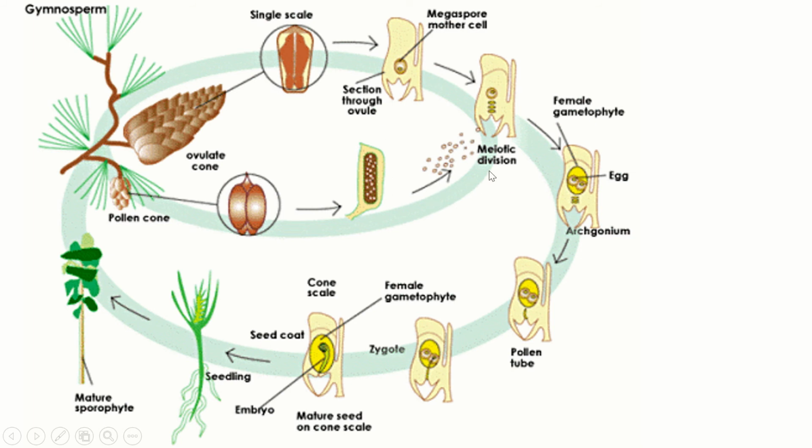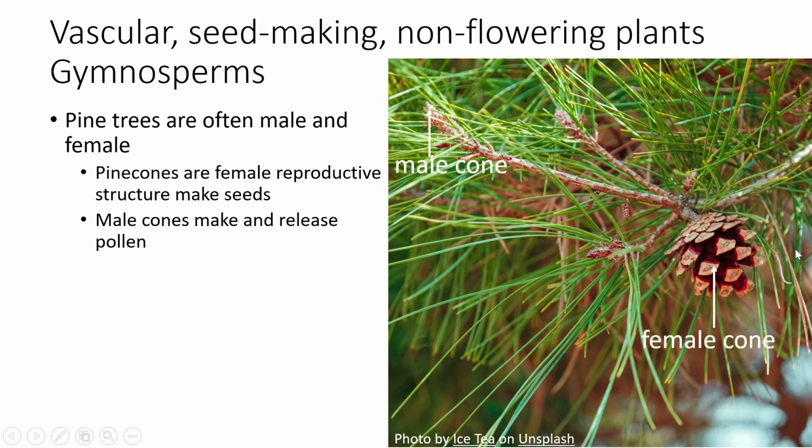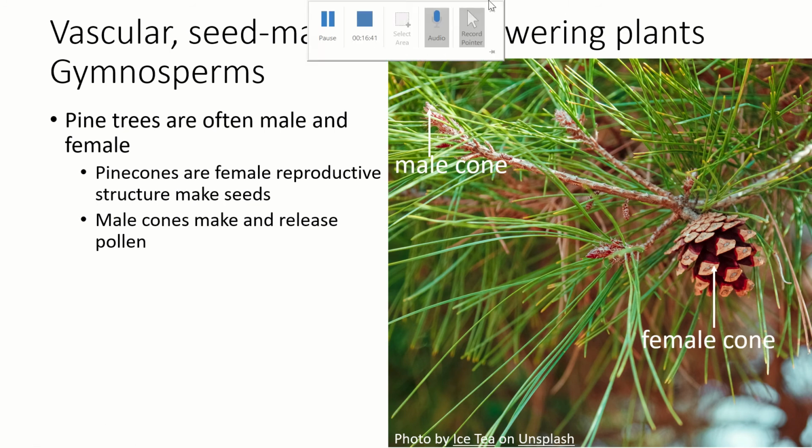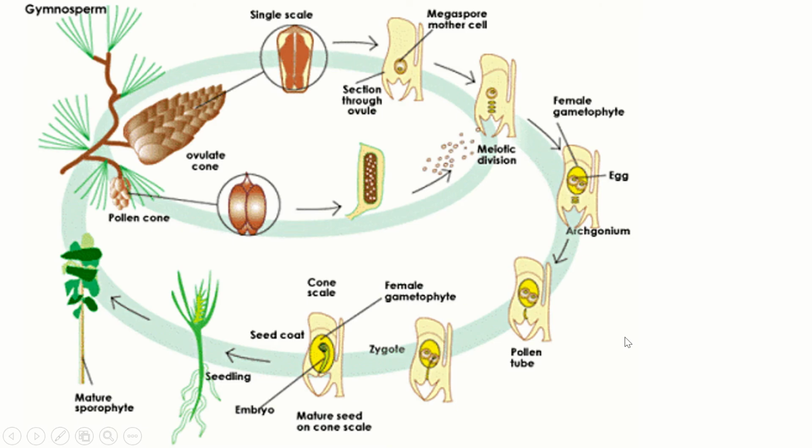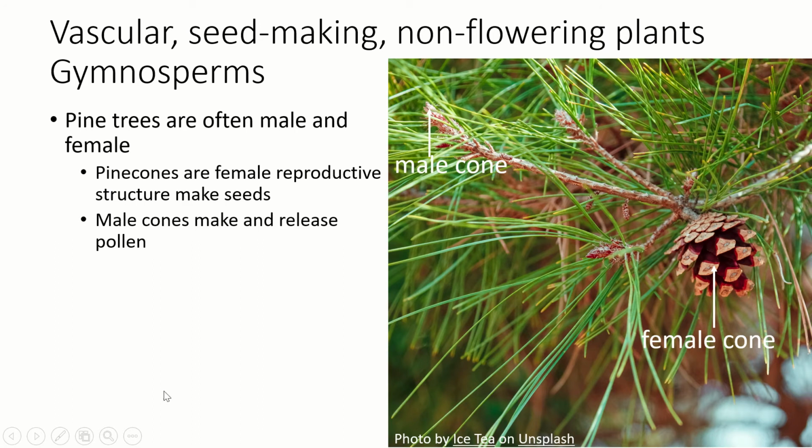They do meiosis to create, and then mitosis to create the male and female, and then they meet, and the egg develops into a seed, and then that seed, when the cone opens like this, those seeds get dispersed. So that's how pines reproduce. You don't need to know everything about these life cycles. For this one, I really just want you to know that's the male cone, that's a female cone.